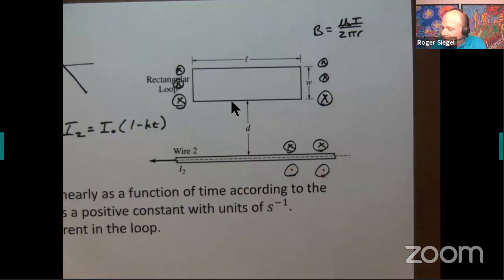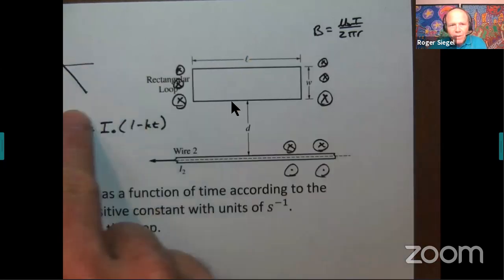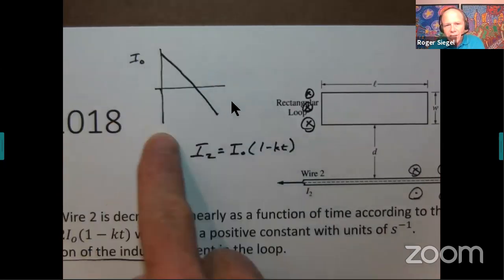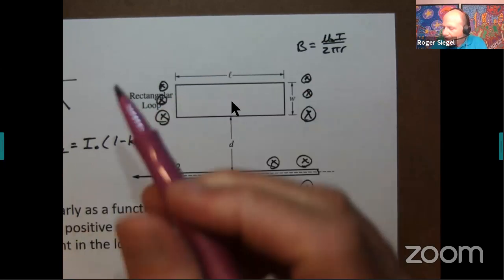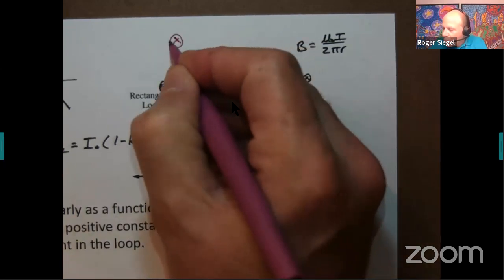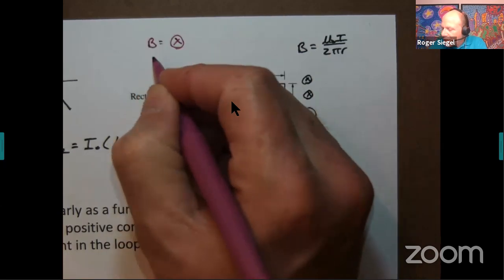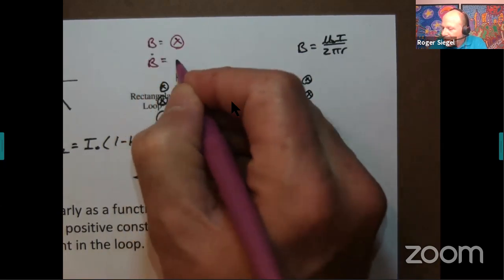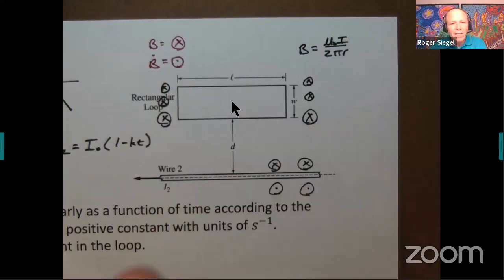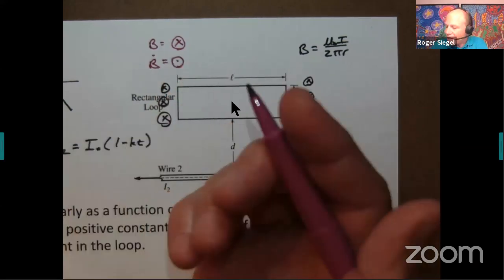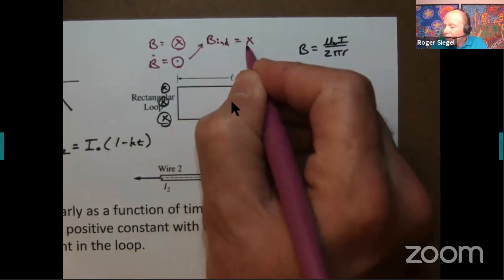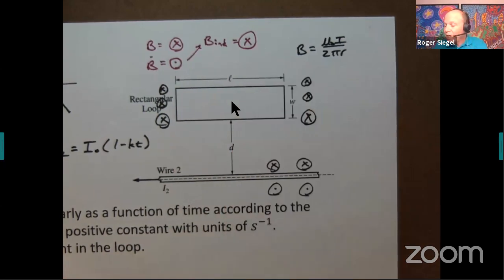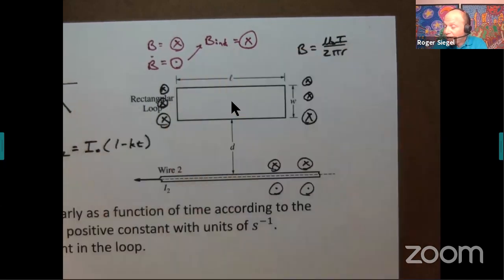And it is decreasing. We said over here that the current is decreasing, so that means the B field is decreasing. So I've got a B field that is into the board, but its change, B prime, is the opposite because it is into the board but decreasing, so the change is out of the board, which means that the induced magnetic field has to be into the board, which gives me a clockwise.